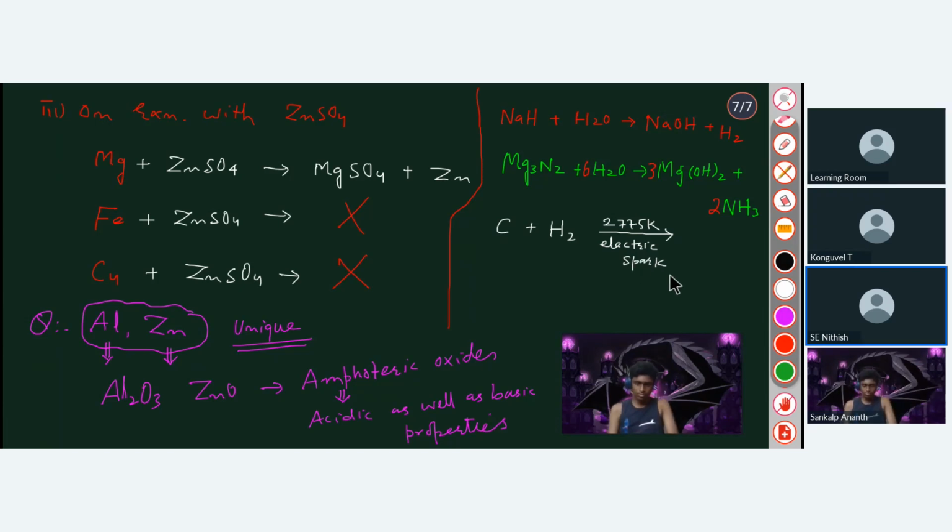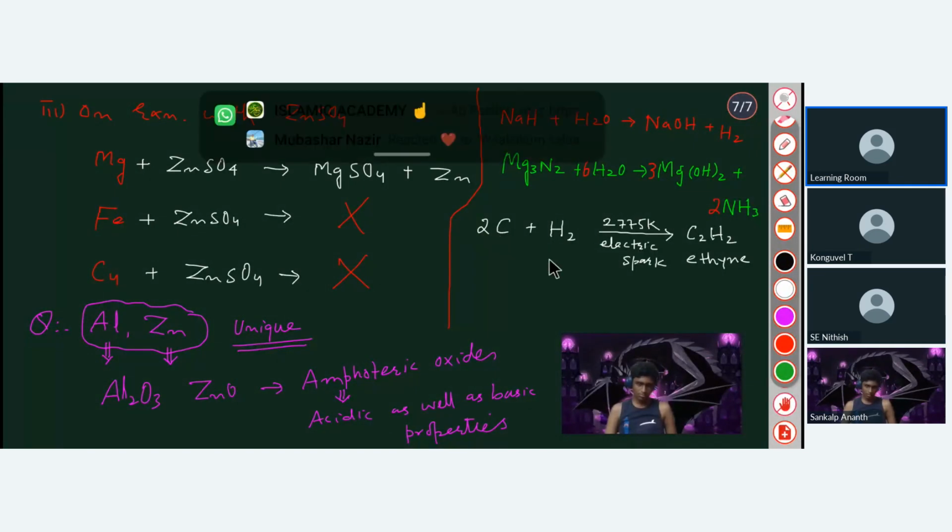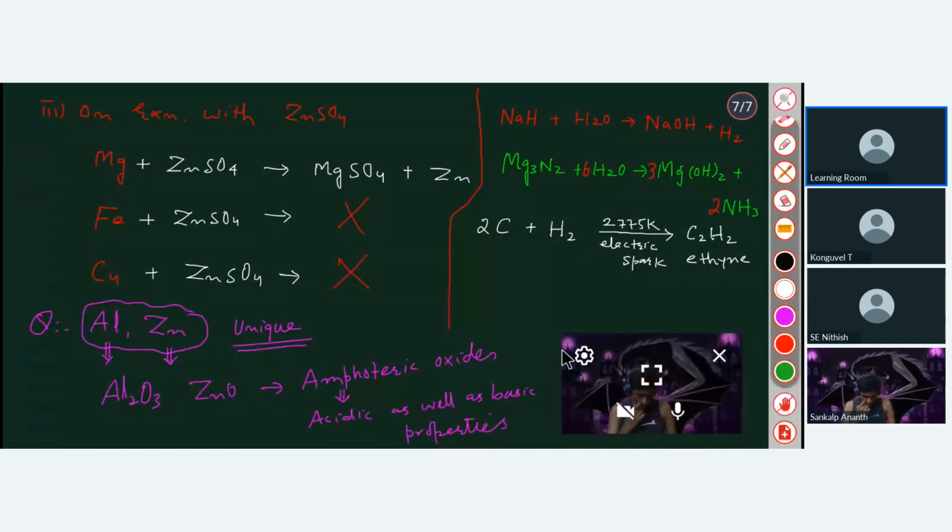It burns so quickly, so it is flammable. Okay, I will tell you. There is formation of an alkyne. Can you tell me which alkyne will be formed? Ethine, that is C2H2. Exactly. Ethine will be formed. Can you balance it? It will be 2C plus H2, which gives you C2H2, the ethine.